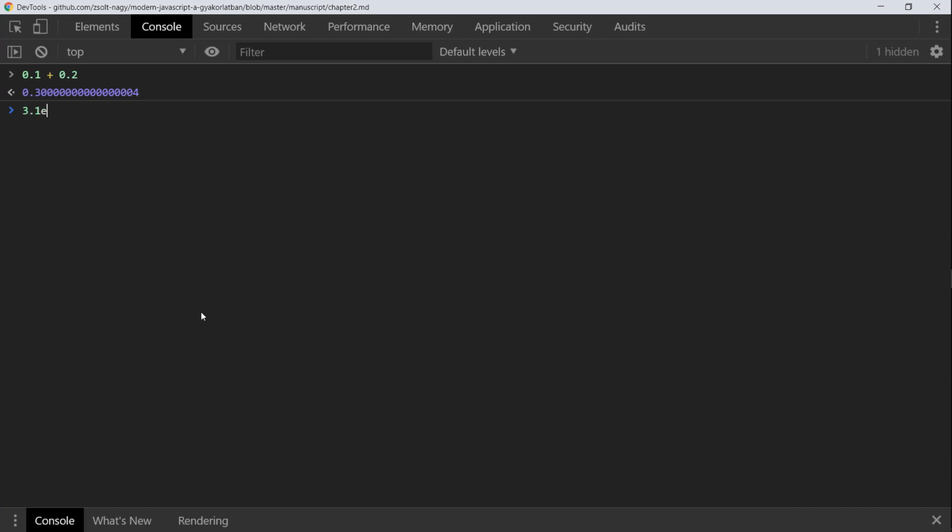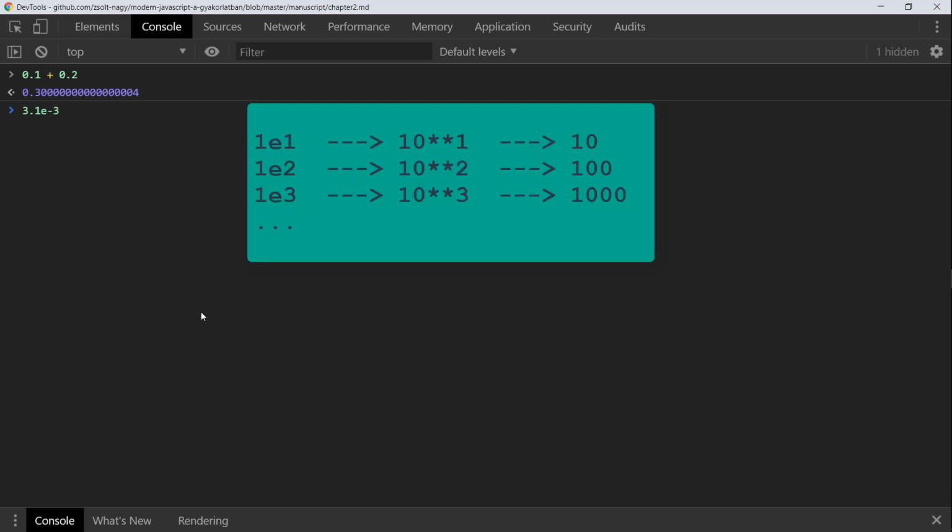So there is a concept of normal values in mathematics where we have a number between 1 and 10 and an exponent which is a power of 10. So for example, if you write 3.1e minus 3, it's a notation for this normal value. It's nothing else but 3.1 multiplied by 10 to the power of minus 3. So just for some examples, 1e1 is 10 to the power of 1, which is 10. 1e2 is 10 to the power of 2, which is 100. In general, we have as many zeros after the 1 as the exponent.